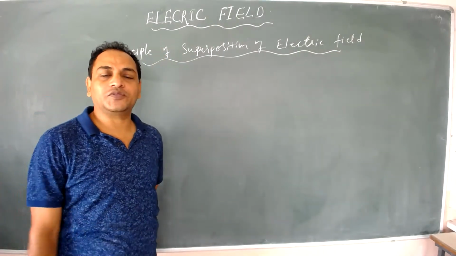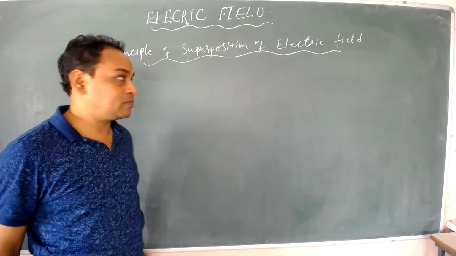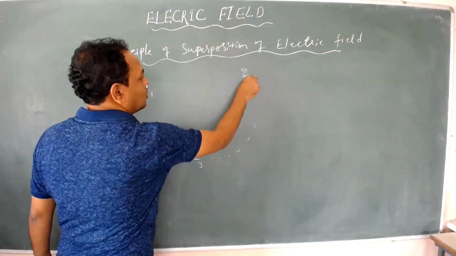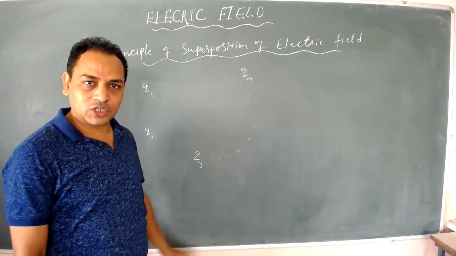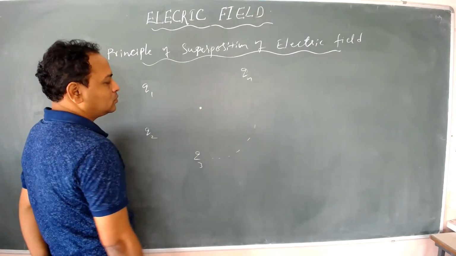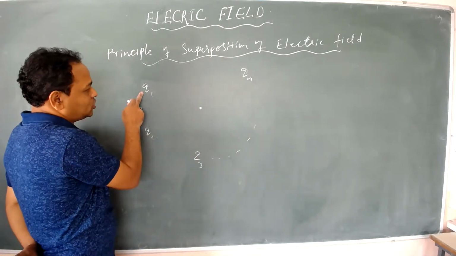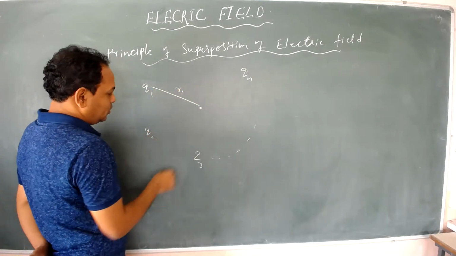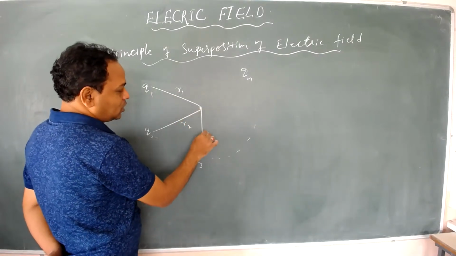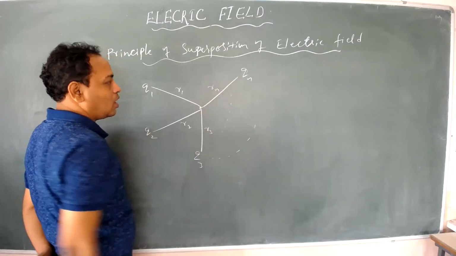Let us consider n number of charges of magnitude Q1, Q2, Q3 and so on up to Qn distributed in a space. Here I wish to calculate the electric field intensity at a particular point. Suppose this is the point at which I wish to calculate the total electric field intensity due to these n charges. Let us say the first charge is at a distance R1. Similarly, the second charge is at a distance R2, the third charge at a distance R3, and so on. The nth charge is at a distance Rn.